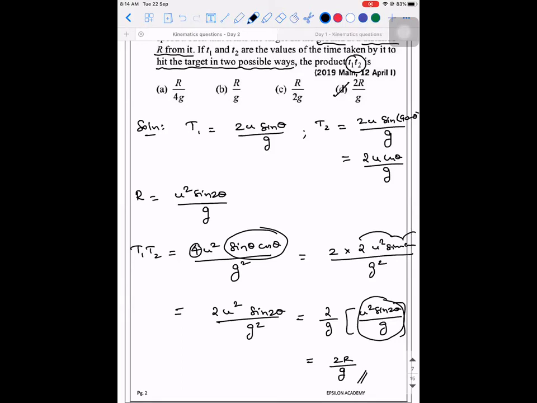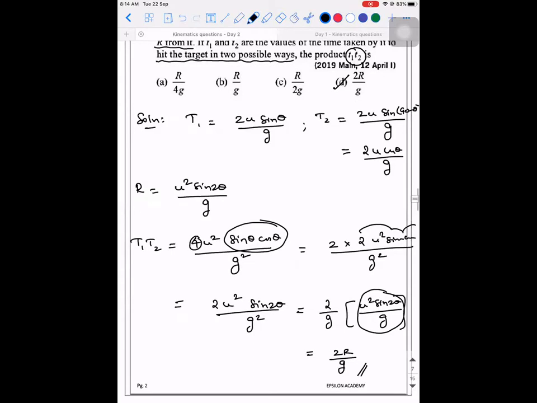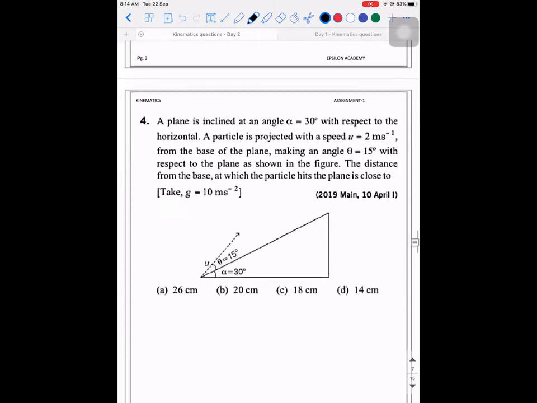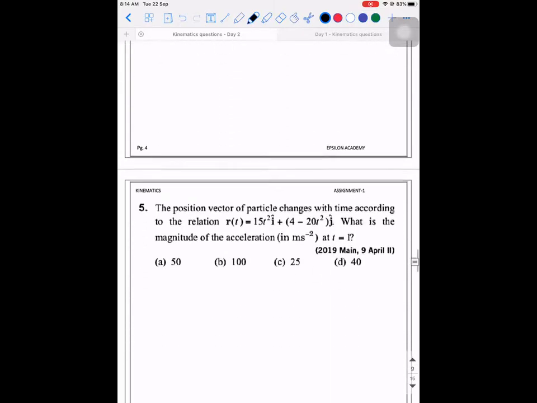Shall I proceed to the next one? Yes, sir. Equation of projectile, projectile motion on inclined plane, hold.